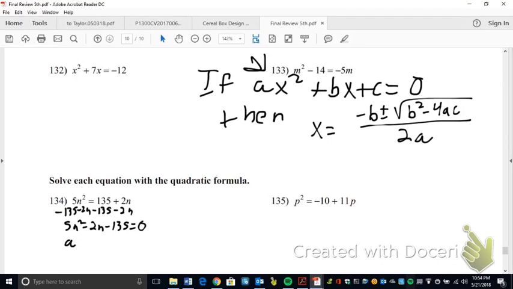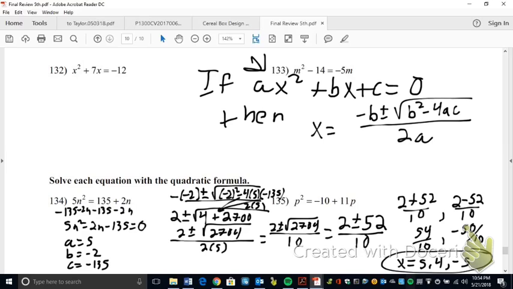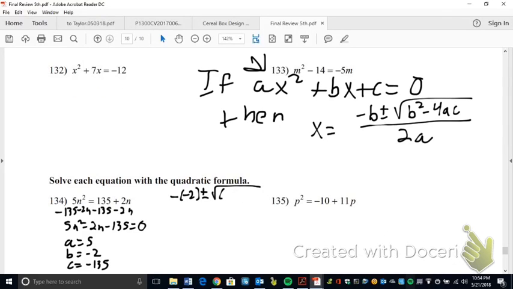equals 0. So now that we have it in ax squared plus bx plus c equals 0, we can go ahead and just plug these numbers. A is 5, b is negative 2, c is negative 135. And we're just going to go ahead and plug it into the quadratic formula. So notice here we have negative negative 2 plus or minus the square root of negative 2 squared minus 4 times 5 times negative 135.